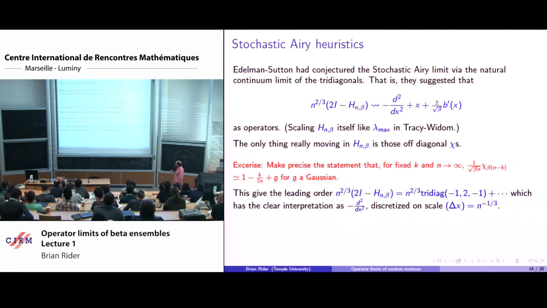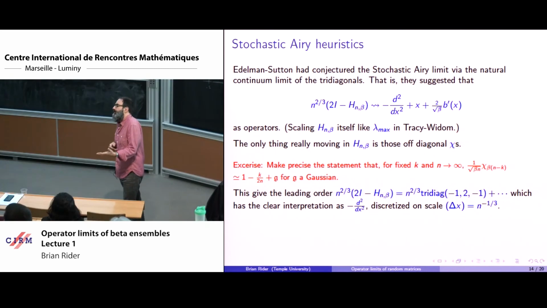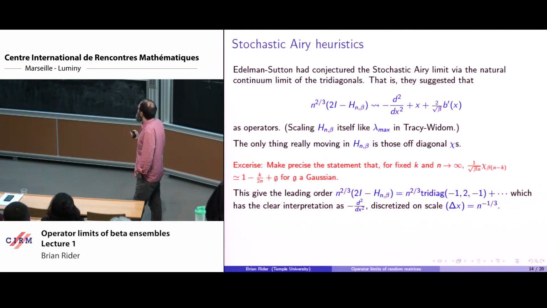At leading order, you have 2's on the diagonal, and the leading deterministic part on the off diagonals is going to be a bunch of minus 1's. So this rescaled matrix model looks like n to the 2/3 times the tridiagonal matrix with minus 1's on the off diagonals and 2 on the diagonal. That's the second difference operator, at spatial scaling n to the minus 1/3.